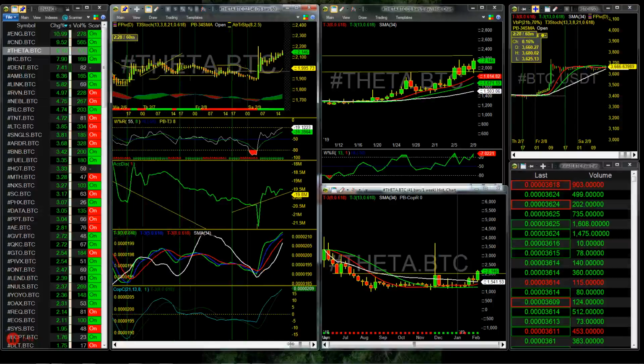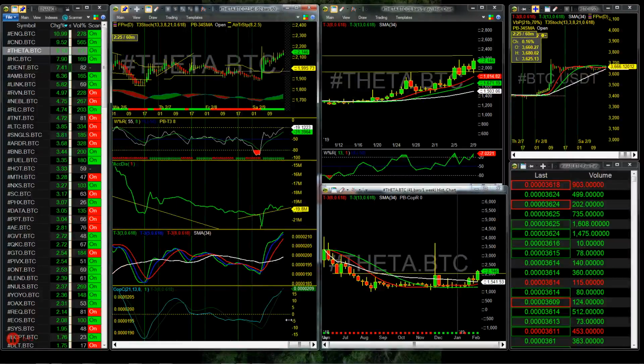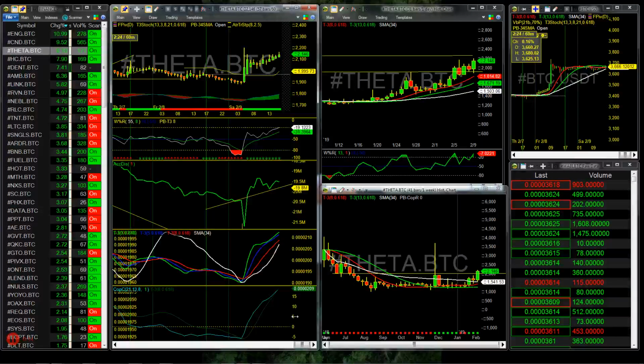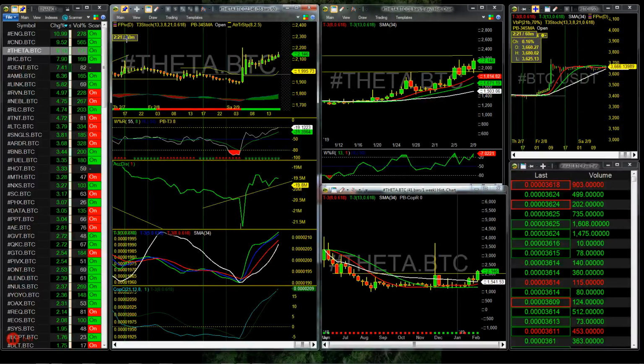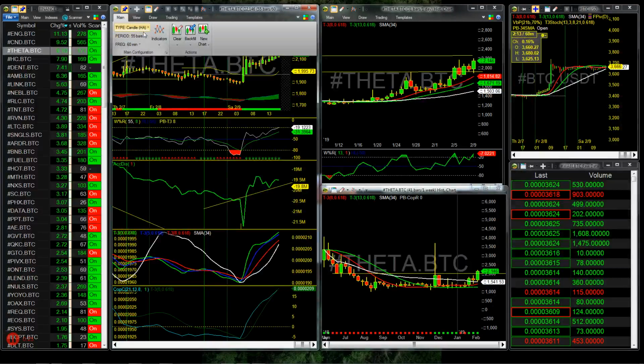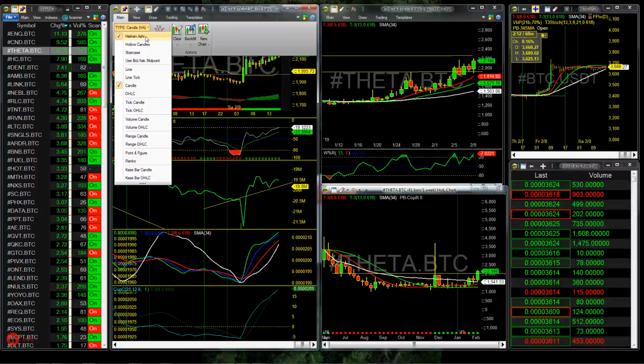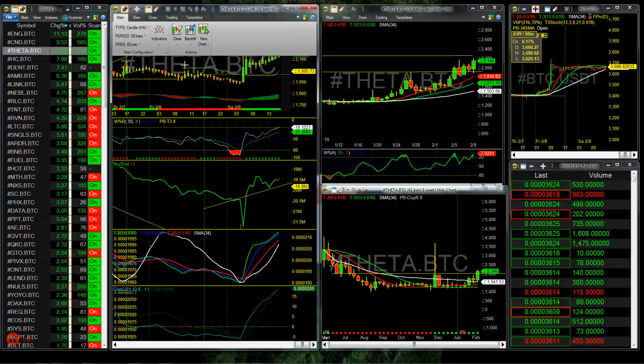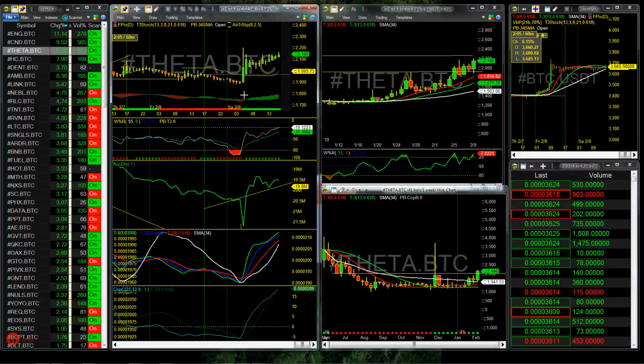Got a bunch of stuff going on here. Got a 60-minute chart. We got about 2 minutes before the new open. I got the candlestick set at, what is it called, Heiken Ashi, and I got theta up. I'm looking at entries.